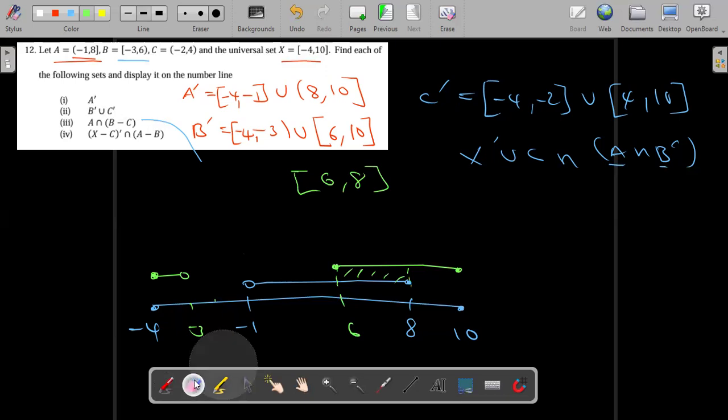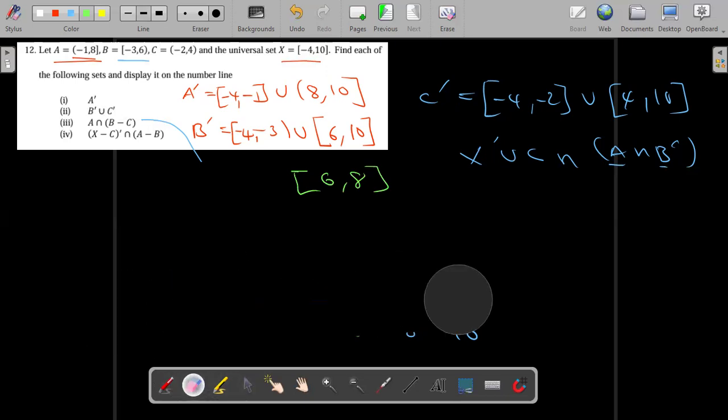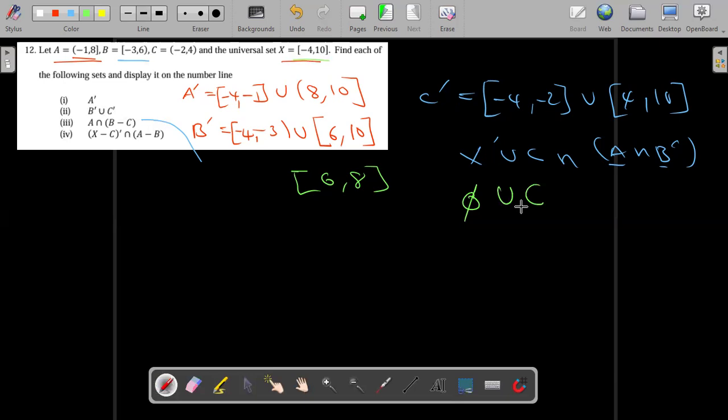After finding that, I can now find my X complement union C. So X complement is, if X is the universal set, X complement is going to be what? It's going to be empty, because our universal set is actually given there, and anything outside the universal set is empty. So this X complement gives me an empty set. Then I have union what? C. So I'm just uniting this with C, which is given there. I have it, which is from -2 all the way to 4, not included.